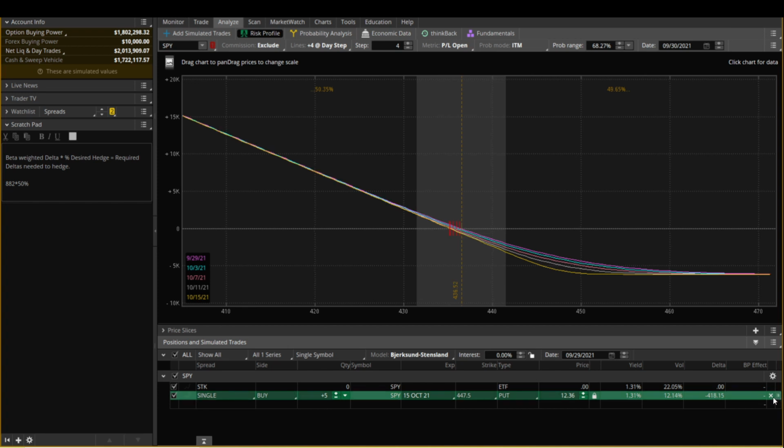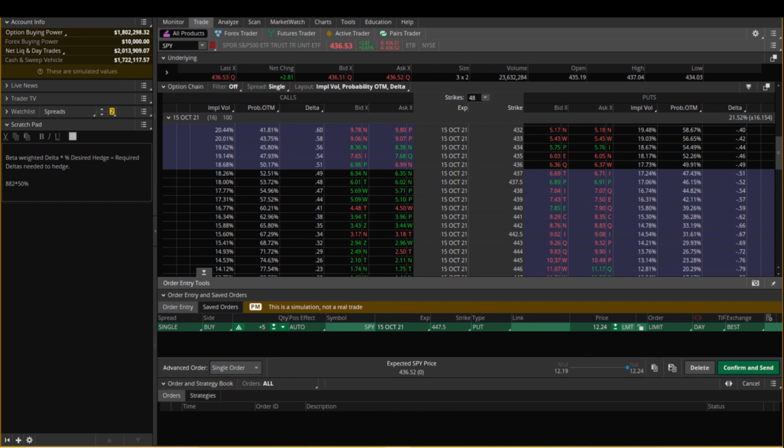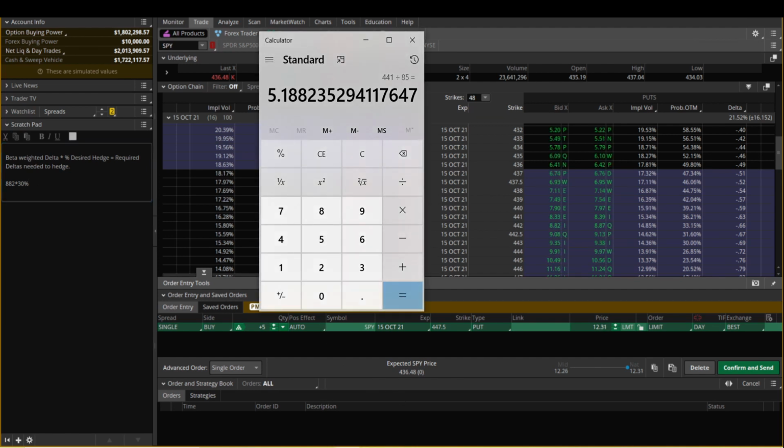So now we'll do that again. Let's say that 50% is too much. Let's say that we want to hedge it for 30%. So we would do 882 times 0.30. So we only need 264 deltas now, and we still want to use our 85 put. So we'll divide that by 85. So now we only need to buy 3 contracts.